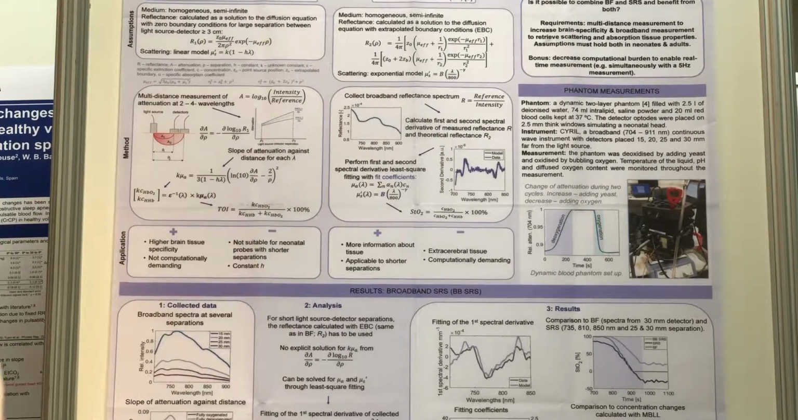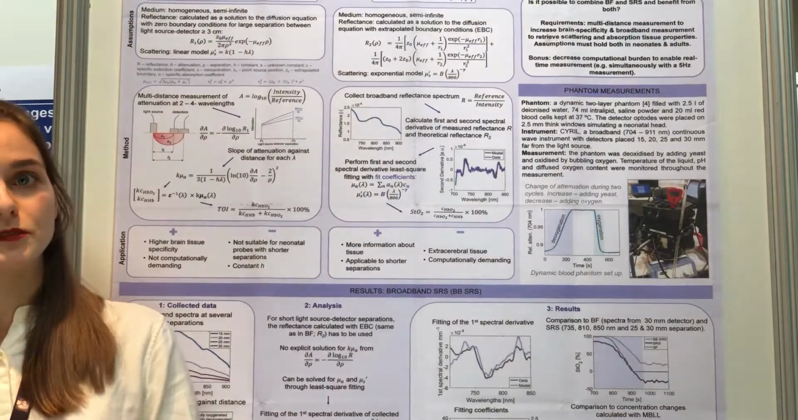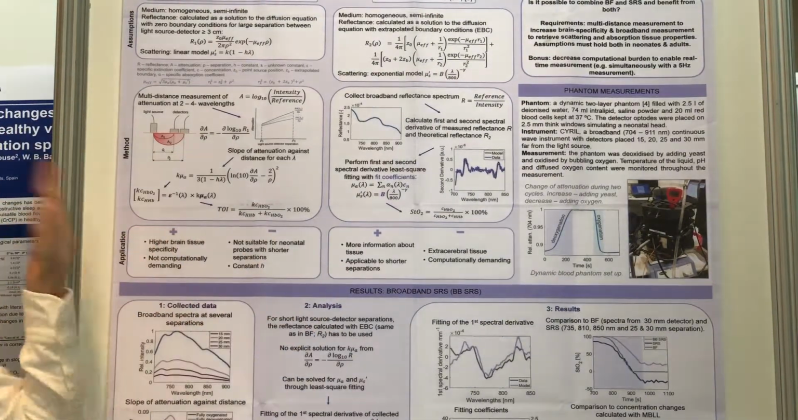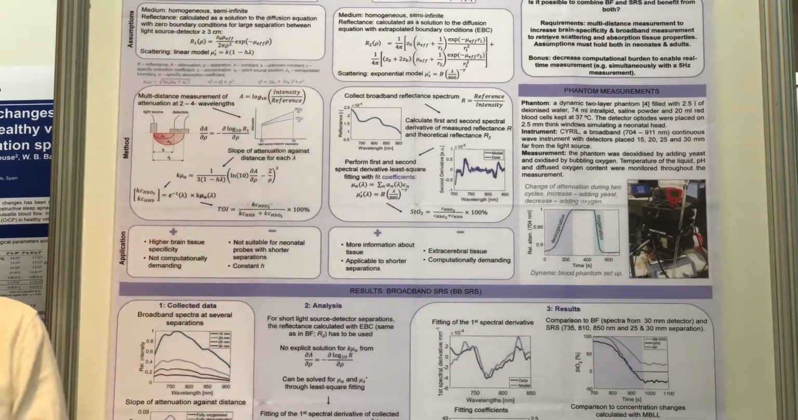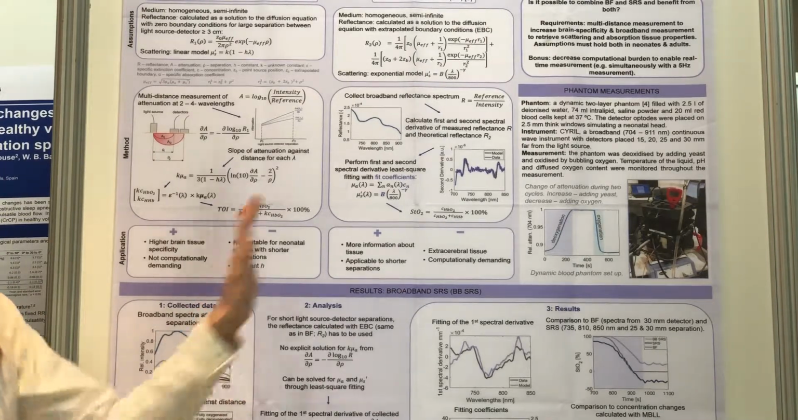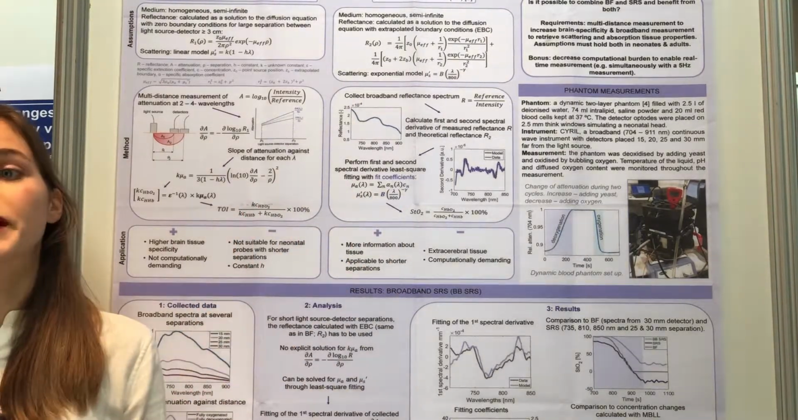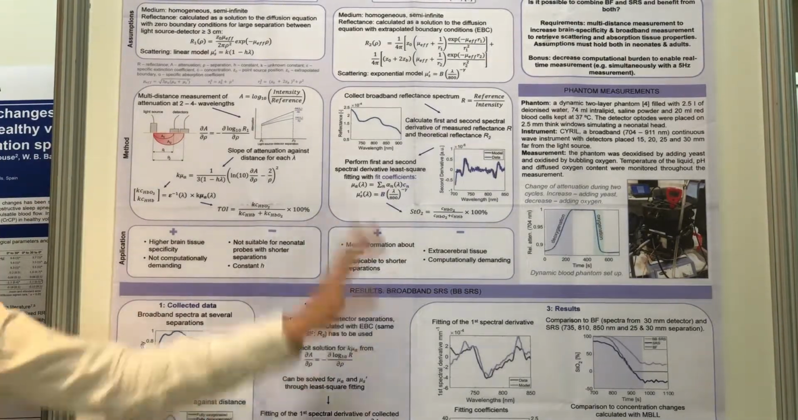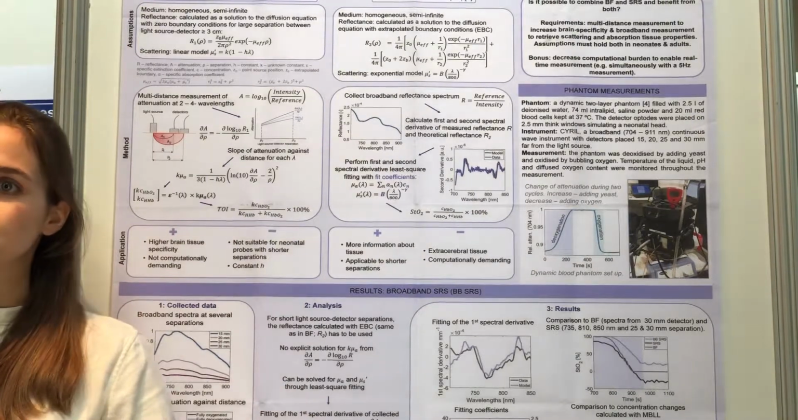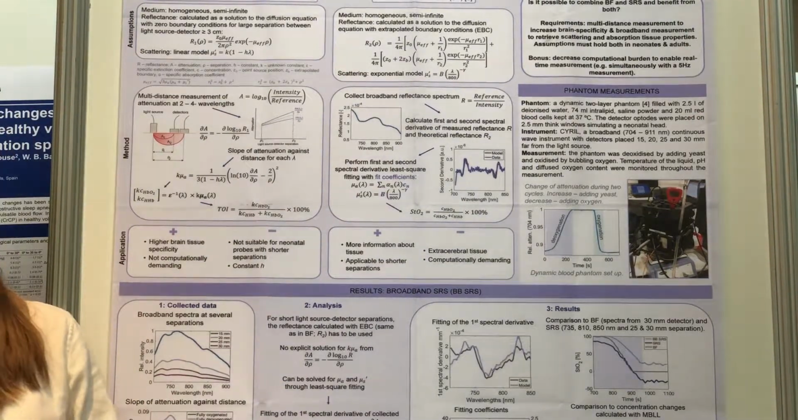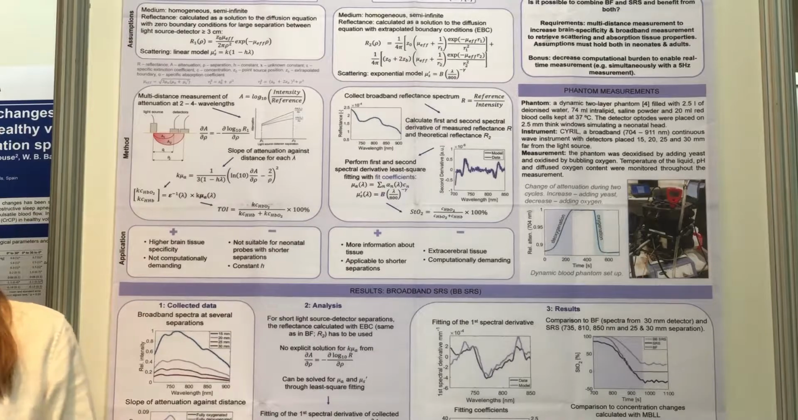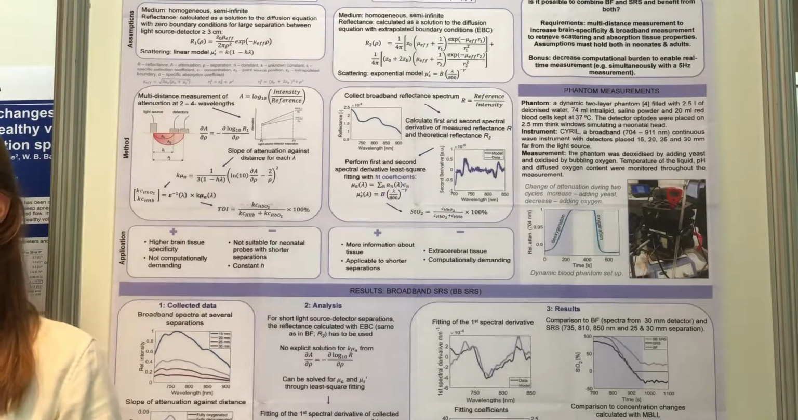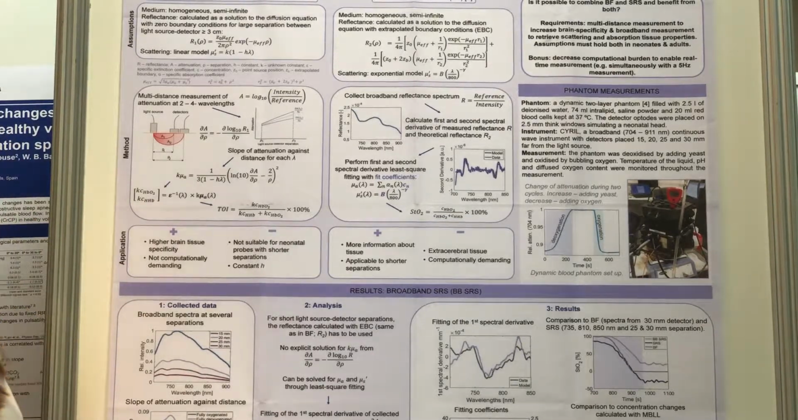Another method is a broadband method. The difference between spatially resolved spectroscopy and this is that in spatially resolved spectroscopy we use only a few wavelengths, whereas in broadband methods we have a whole wide spectrum available. So in our case we work from 700 to 900 nanometers. That method uses theoretical models of light diffusion and fits them to our data to obtain tissue properties, optical tissue properties.